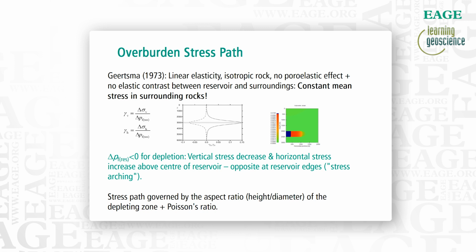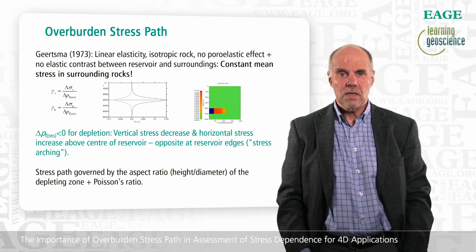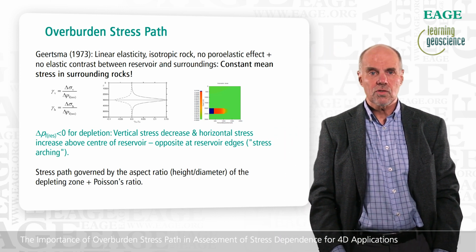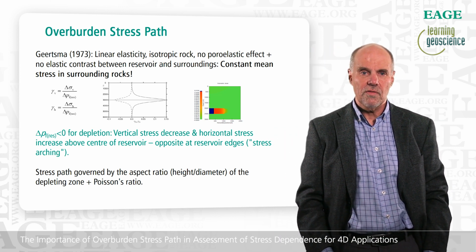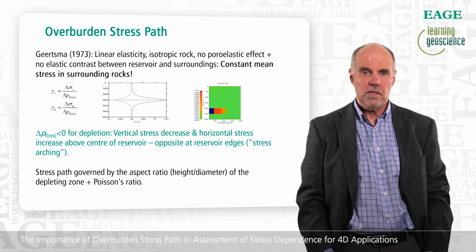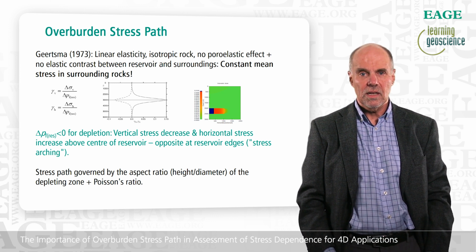So how is the overburden stress path? Theoretically, we often base the overburden stress path on the work by Geertsma in 1973. Geertsma assumed linear elasticity, isotropic rock, no poroelastic effect, and that the subsurface is perfectly homogeneous. That means no elastic contrast between the reservoir and its surroundings. This has a remarkable consequence, namely that the mean stress is constant everywhere outside the reservoir. This is illustrated by the green color in the insert to the right in the middle of the slide.